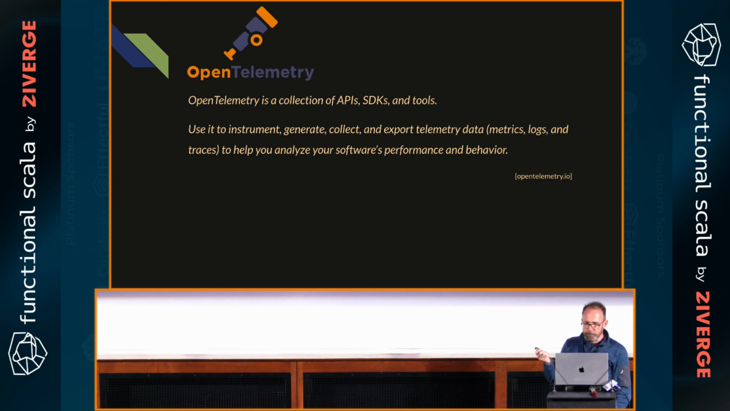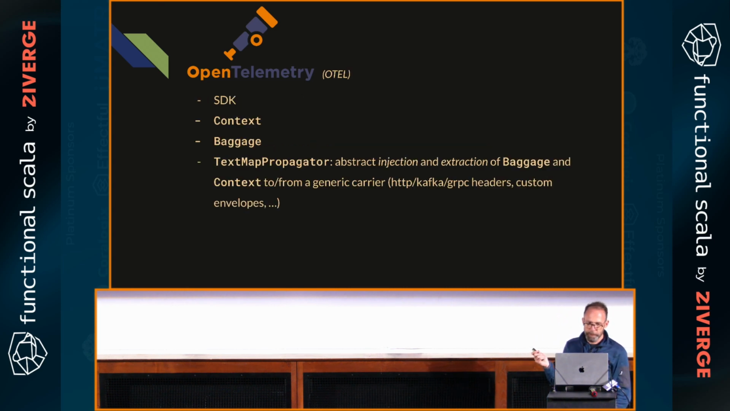Let's talk about OpenTelemetry. It's an initiative from the Cloud Native Foundation. So Amazon, Google, all the big players are behind this initiative. And it comes as a collection of APIs, SDKs for many languages, and tools. And they allow us to collect information in terms of metrics, logs, and traces. In this talk, we will focus mostly on traces.